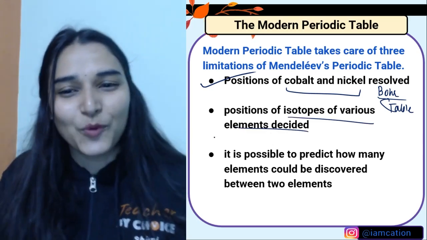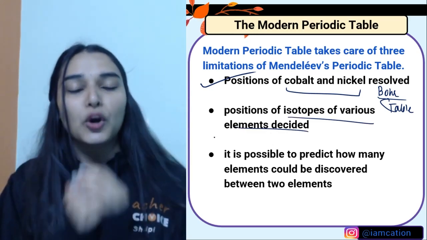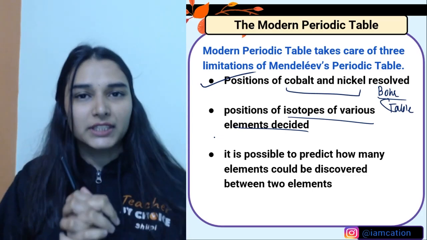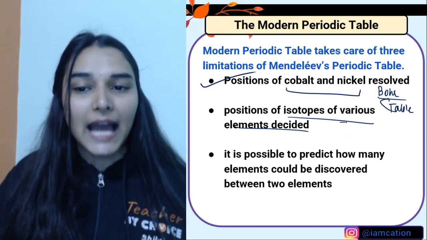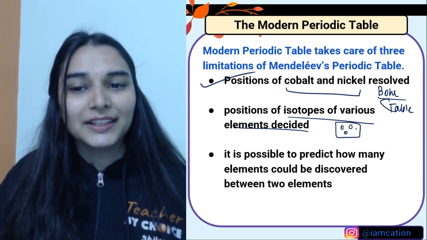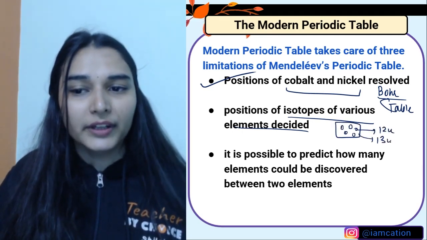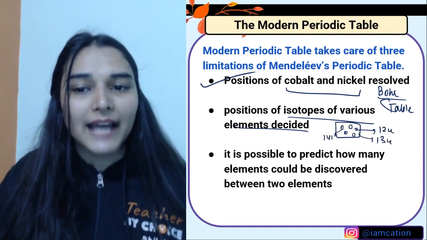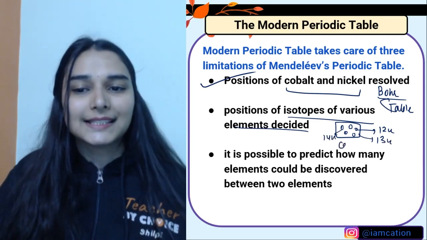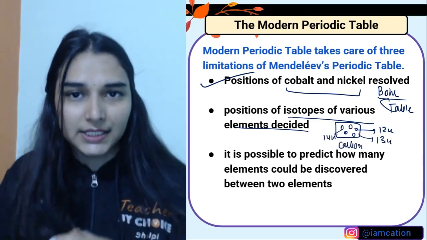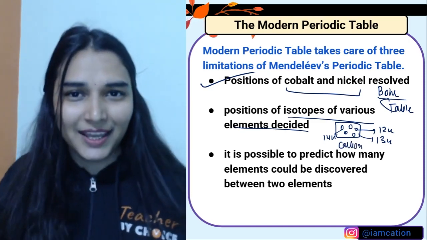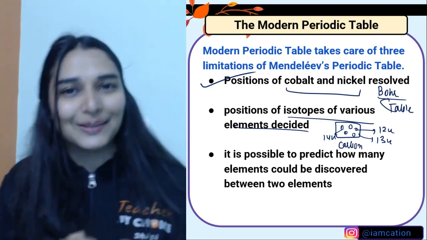ये बहुत अच्छा point है. So isotopes में there was a problem that was coming, है ना? How the problem was coming? Because isotopes are the atoms of the same element having different masses, like carbon atoms with mass of 12, 13 and 14. And we know that isotopes are having the same chemical properties. Atomic number same hai because they are atoms of the same element, right?